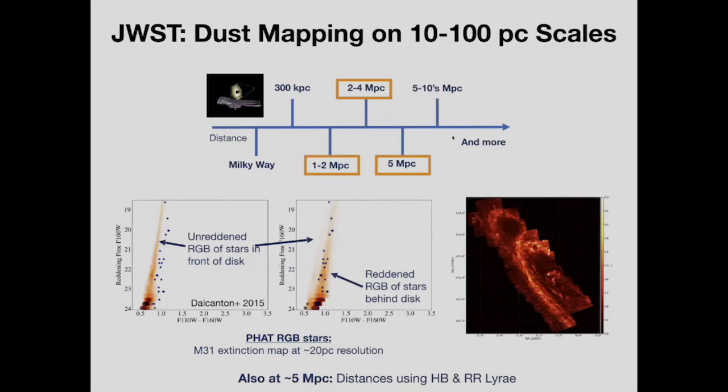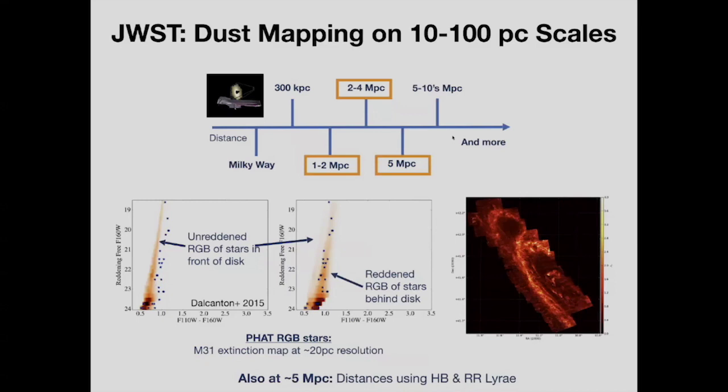So the left panel shows an HST infrared CMD. And what you see is a really tight sequence of red giant branch stars. And then if you compare it to the right-hand panel, you can see almost this bifurcation of this sequence. And what's going on is we're picking up both an unreddened population of red giant branch stars in front of the disk of M31 and a reddened population behind the disk of M31. And the difference in color, or the difference in temperature, of these populations allows us to infer how much dust there is along the line of sight.